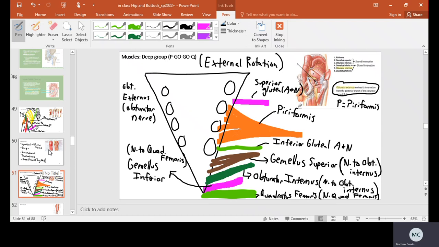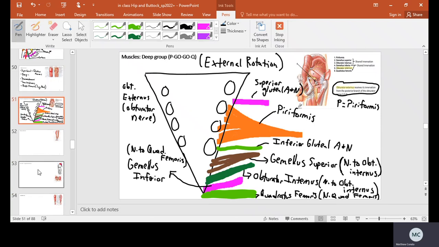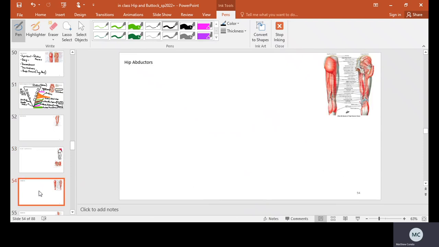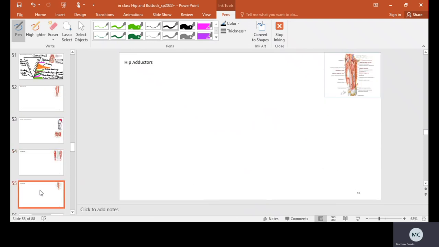All right. So next group of muscles, we're going to cover one more group. And then we're all done. We're going to cover the hip adductors.